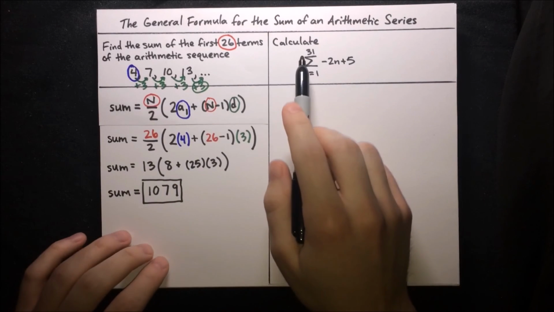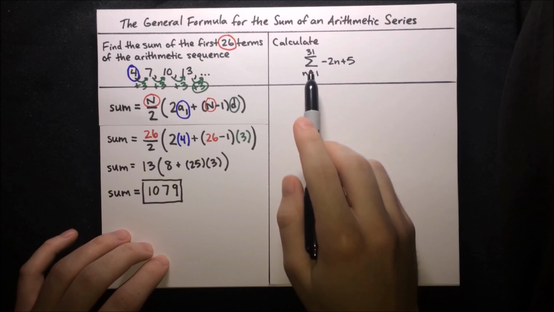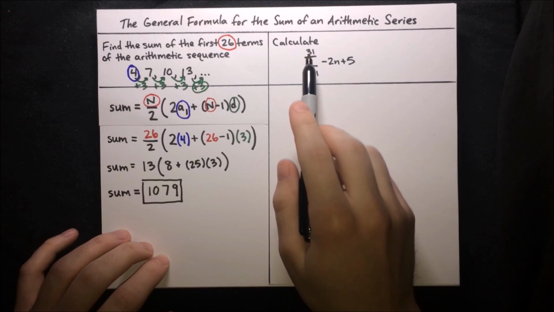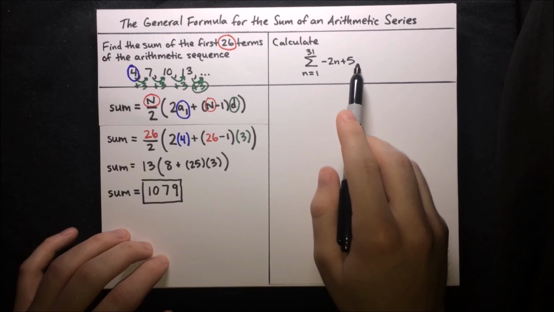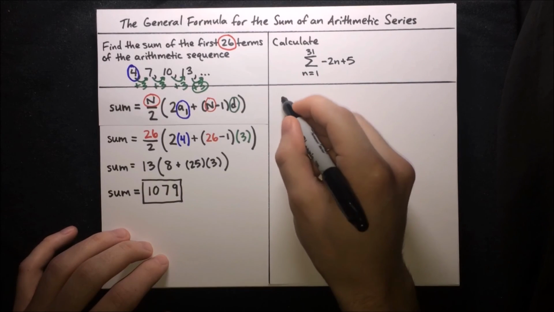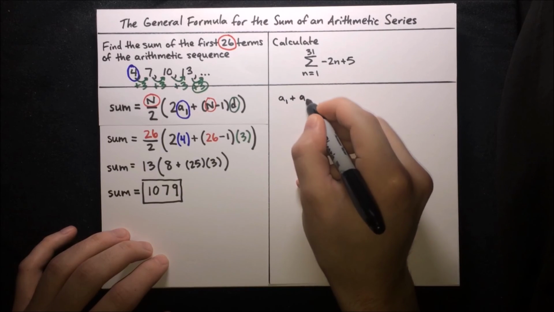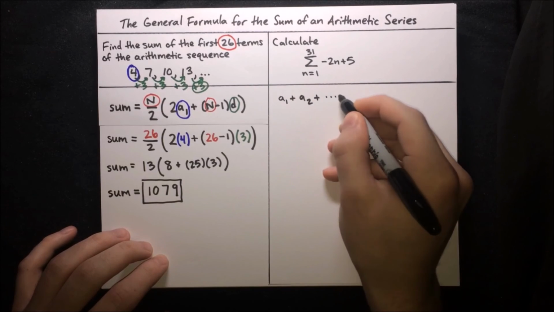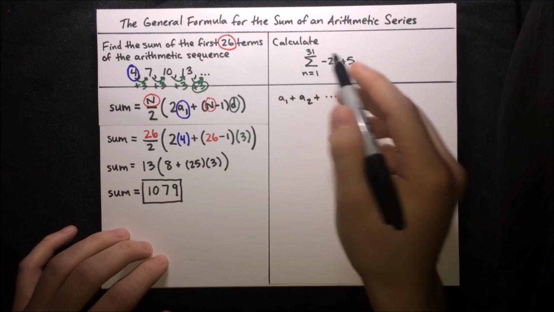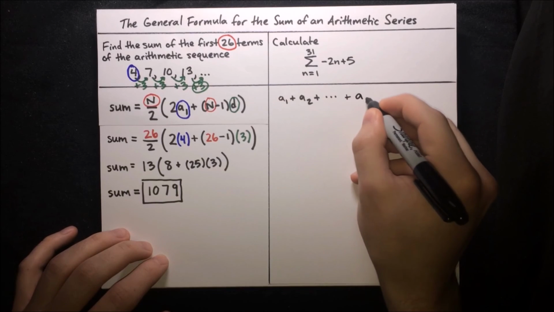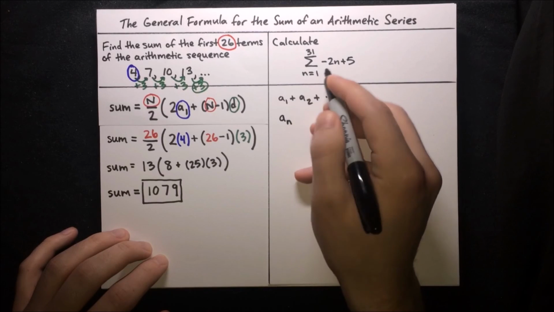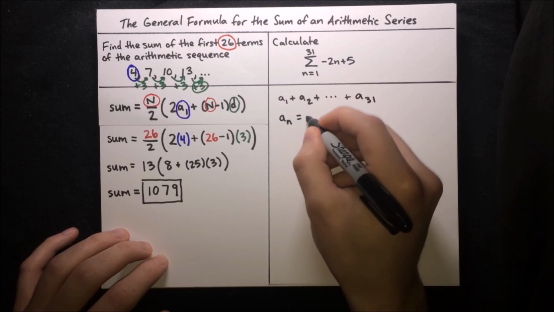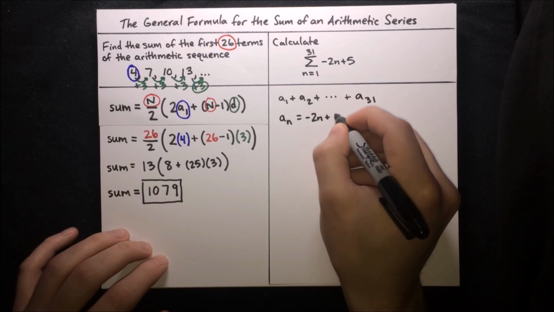Okay, so how about the next problem? Calculate the sum from n equals 1 up to n equals 31 of the sequence negative 2n plus 5. So this is really saying we want to compute a1 plus a2 plus so on all the way up to a31, where the formula for an is given by that rule there. an equals negative 2n plus 5.